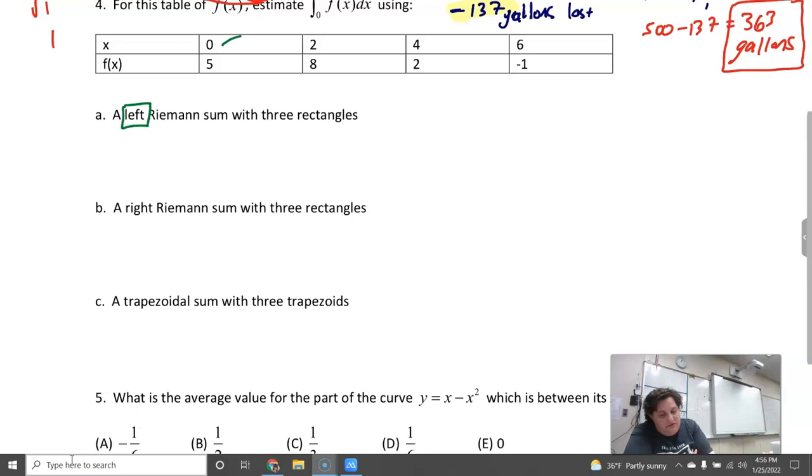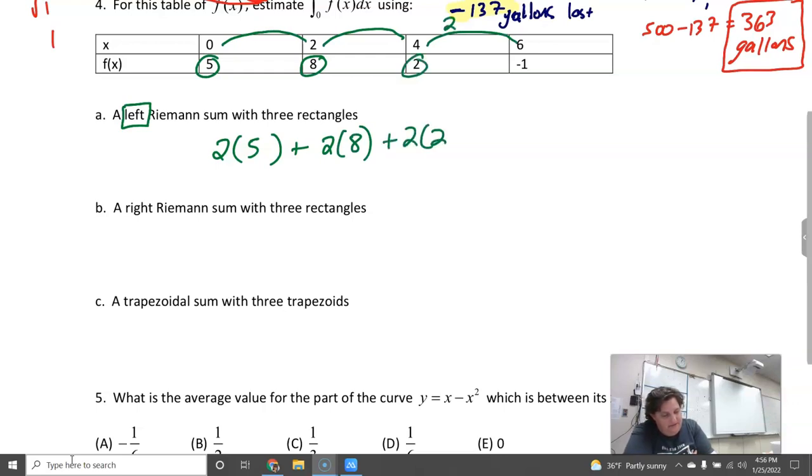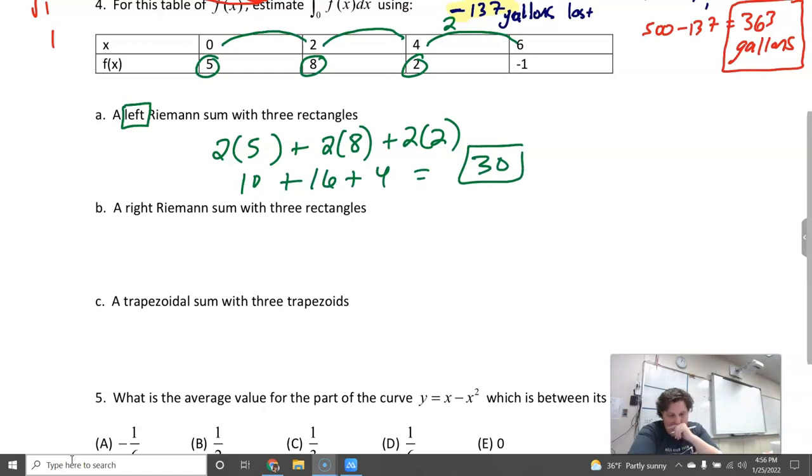So the first rectangle has a base of 2, and since it's the left, I pick the number on the left. So that's 5. The next rectangle has a base of 2, and I pick the number on the left. That's 8. And then the last rectangle has a base of 2, and I pick the number on the left, which is 2. So that's 10 plus 16 plus 4. So my left-hand sum is 30, okay?